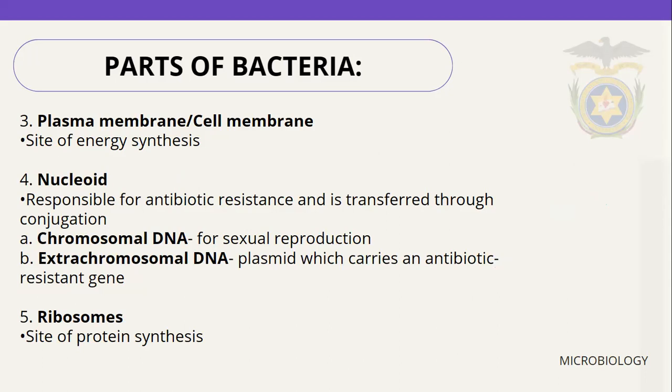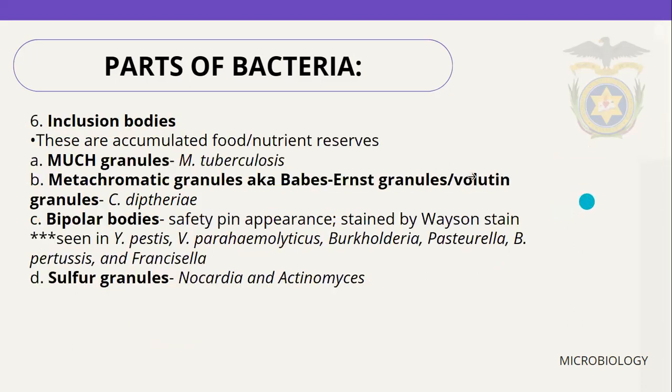The next one, we have the nucleoid, responsible for antibiotic resistance and is transferred through conjugation. So we have two, the chromosomal DNA and the extrachromosomal DNA. So the chromosomal DNA is for sexual reproduction, while the extrachromosomal DNA is a plasmid which carries an antibiotic resistance gene. The next one, we have the ribosomes, which is the site of protein synthesis. And we have next our inclusion bodies, and these are accumulated food or nutrient reserves.